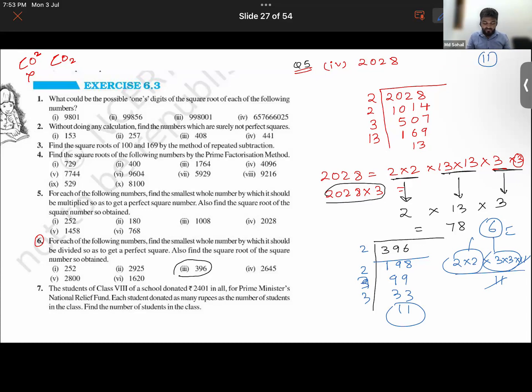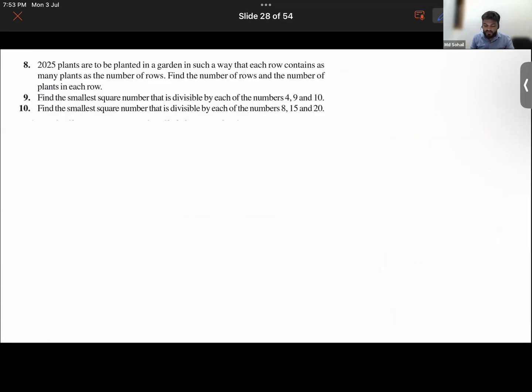Question number 7. That one is also simple here. The students of class 7 of a school donated 2,401 rupees in all to the Prime Minister's National Relief Fund. Each student donated as many rupees as the number of students in the class. Find the number of students in the class. So the number of students and the amount donated by each student is the same. Okay, so let's solve this one.